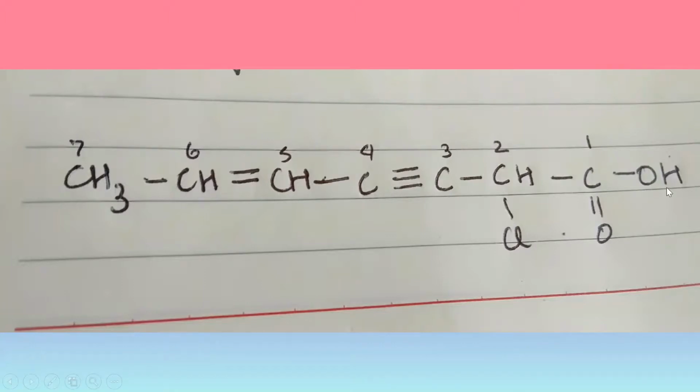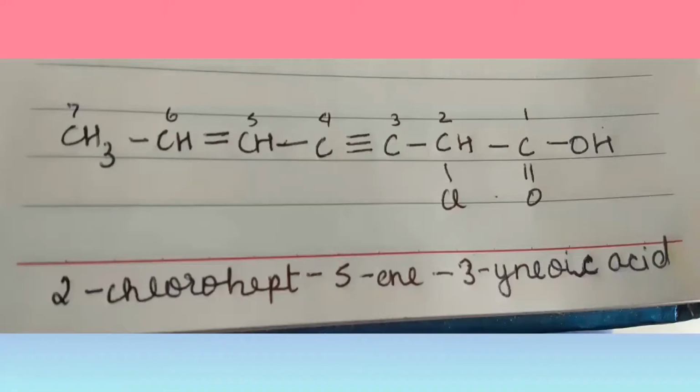Here you can see that the triple and double bond are not present at the extremes of the carbon compound. So the triple bond gets more priority when compared to the double bond. So we can get a feeling that we are naming it in the right direction. And now here chlorine becomes a substituent. So the name for this compound is 2-chloro hept-5-en-3-yn-oic acid, because the suffix for a carboxylic acid is oic acid.